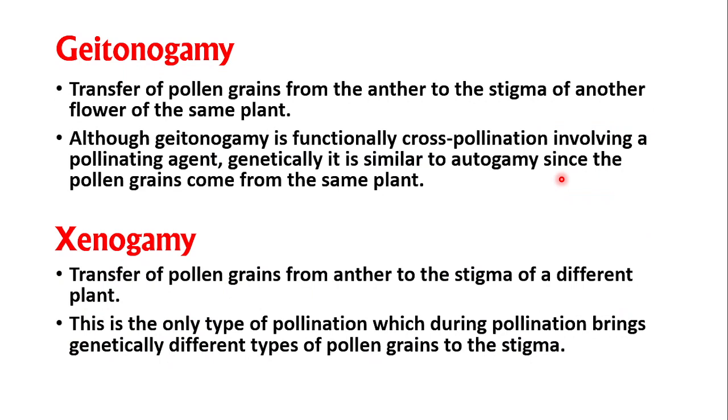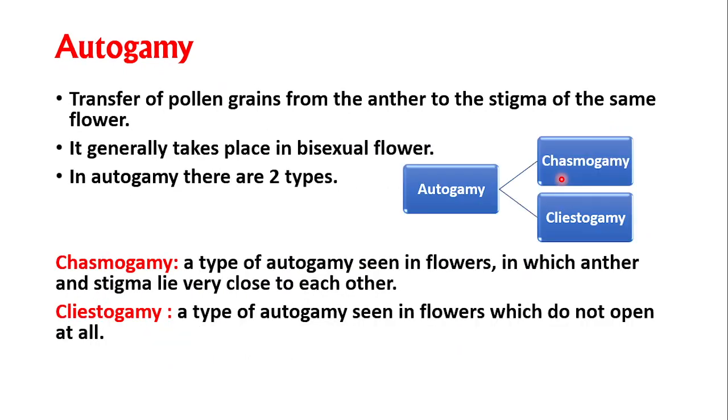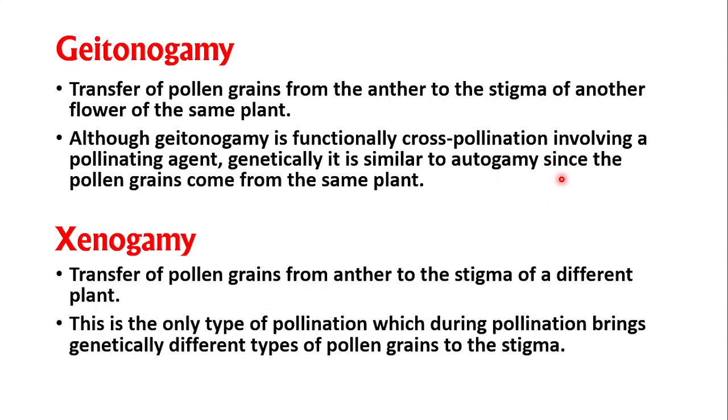So next one, this is about autogamy or self pollination, and the types. Coming to the next one, that is geitonogamy. What is geitonogamy? It's a type of pollination in which the transfer of pollen grains takes place from anther to the stigma of another flower. Here, pollen grains will be transferred from one flower to another flower, from the anther of one flower to the stigma of another flower.